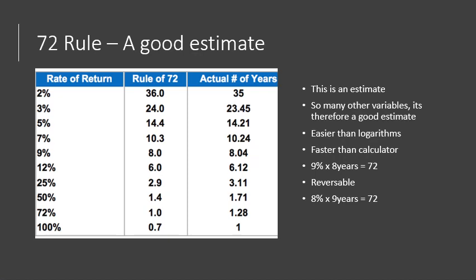So what I'm saying is the beauty of the 72 rule is that it's reversible. For example, if you could achieve 9% for your client every year, then in 8 years, their money would double. 9 times 8 equals 72. But you can reverse that. If you achieved 8%, then it would double in 9 years. Again, 8 times 9 is 72.